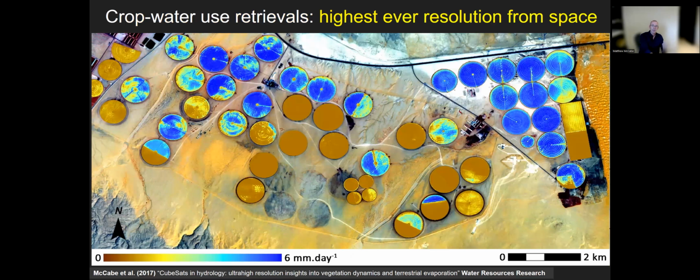Here's an example from a field or a collection of fields not too far from where you're located, actually in Riyadh. This is in Ahaj. Now, what we've been doing is using some remote sensing approaches to really advance the field of high-resolution crop water use estimation. What you're seeing here is actually the highest resolution estimates of crop water use ever retrieved from space before, 3 meter and daily.